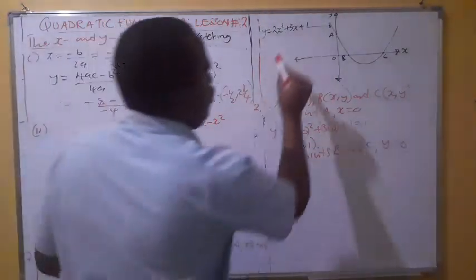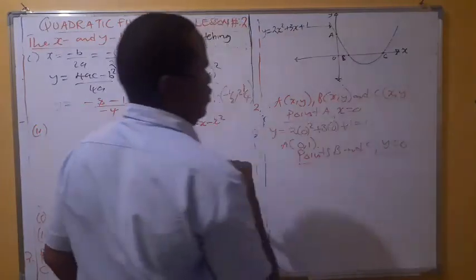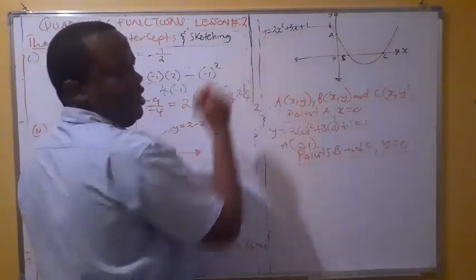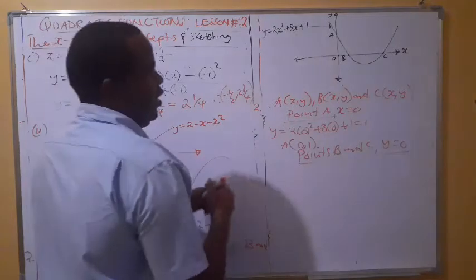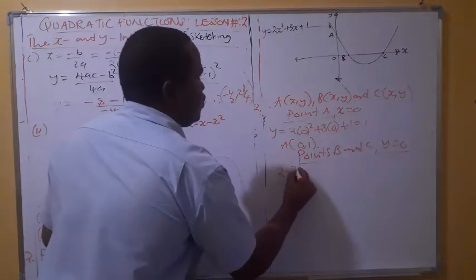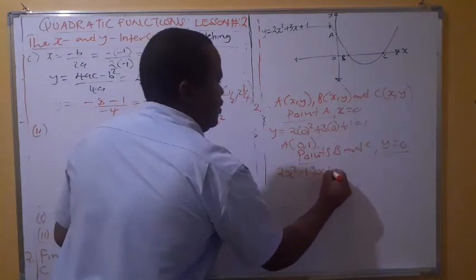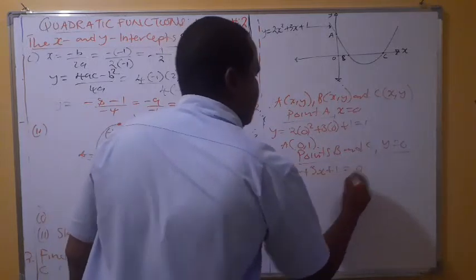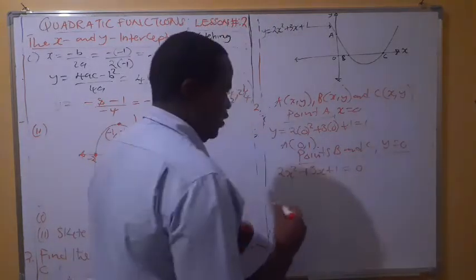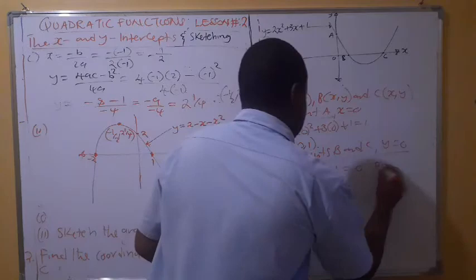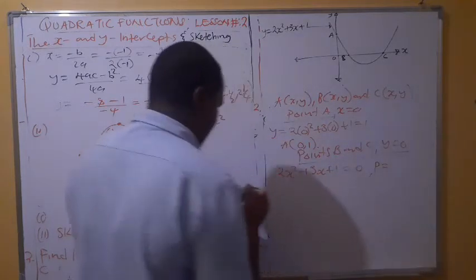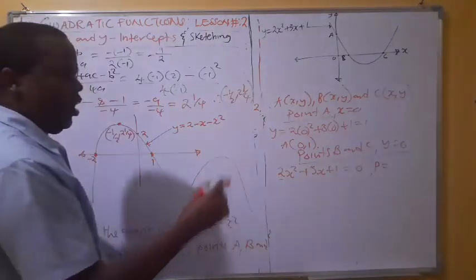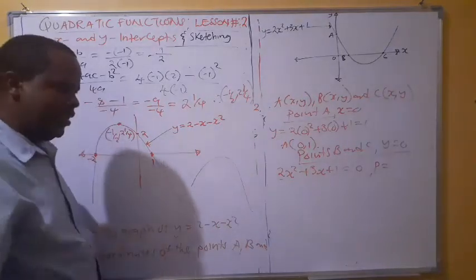So what we are going to do, you write the whole lot of this one equal to 0. Where there is y here, you put 0, you substitute, just like we did here. So you are going to say 2x squared plus 3x plus 1 is equal to 0. Then you can solve this maybe by getting the product, which is the A times C.